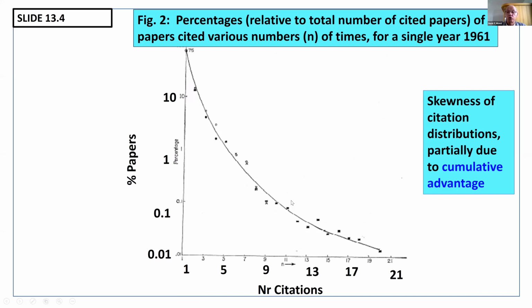Price was, of course, also already aware of the fact that the distribution of citations among cited papers was very skewed. You can see that here. You can see that a large percentage of papers is cited only once, and only very few are cited more than, say, 20 times or so. By the way, in this graph, the number of articles that are not cited at all are not in the graph, as you can see. So skewness is a very common phenomenon, and it was already discovered from the very beginning.